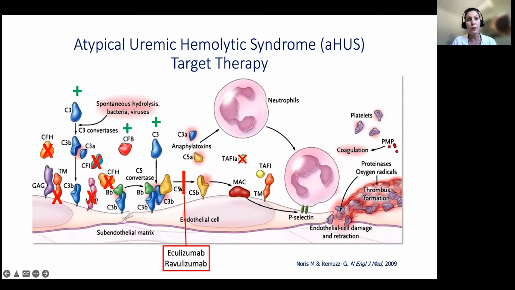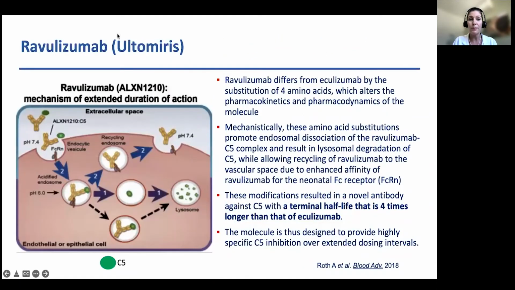What is important to know is that once you block the formation of membrane attack complex, you need to vaccinate and prevent meningococcal infection. Which are these monoclonal antibodies? The first one was eculizumab, that was approved in 2011 by the FDA, followed more recently by ravulizumab. What is the difference between them?